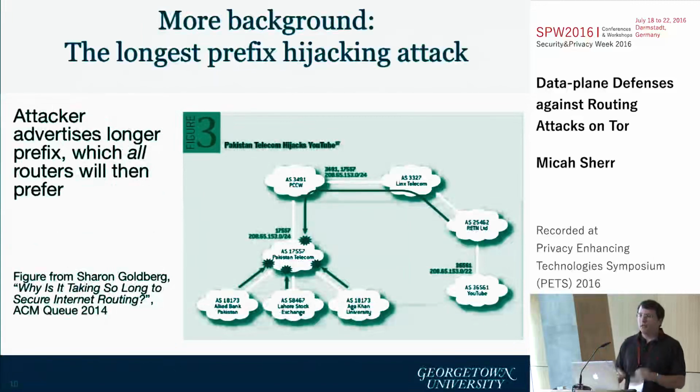Last bit of background, this idea of longest prefix routing allows for a longest prefix hijacking attack, which is basically: if YouTube has a /23 and I take their IP address and I announce a /24, because I'm more specific, everybody is going to come to me, and this has happened in the past with YouTube.